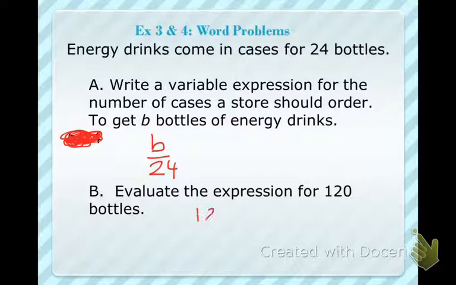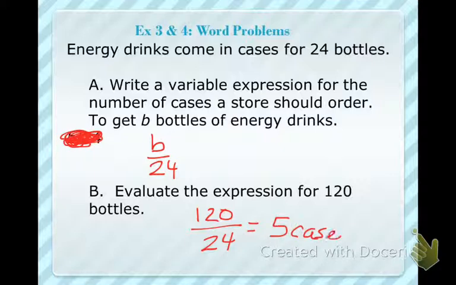So I'm going to say 120 bottles divided by 24 equals a number. And 120 divided by 24 is 5. So I need 5 cases to get 120 bottles.